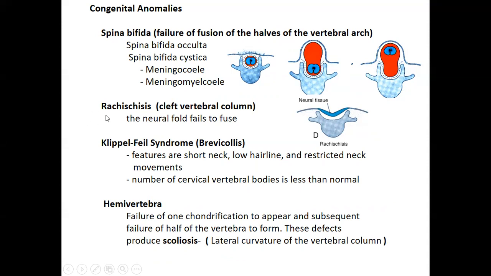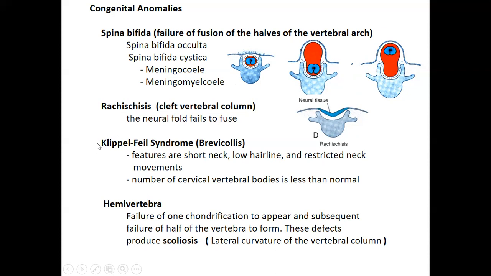The other condition is associated with rachischisis, due to the cleft of the vertebral column, where this condition is contributed by the neural folds failing to fuse. So you can see here, this is the neural tissue that failed to fuse.